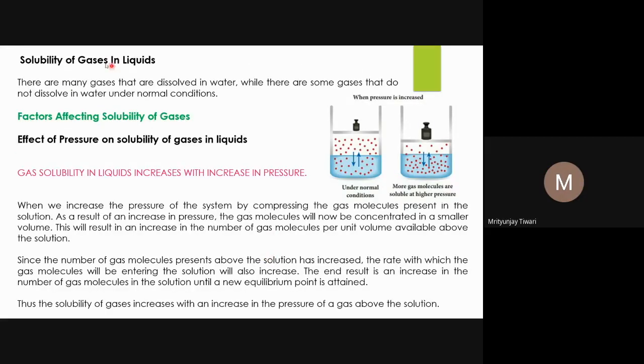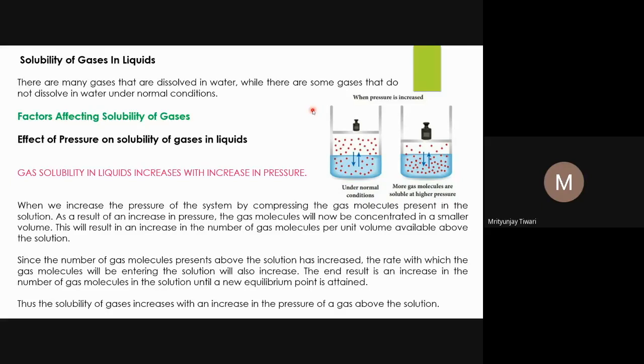Now let us look at the solubility of a gas in a liquid, which is also a very important example, and we see certain things in our day-to-day life as well. There are many gases that are dissolved in water, and we know oxygen dissolves in water. That is how aquatic animals survive, because they also need oxygen for respiration, and that oxygen they get from the dissolved oxygen in the water.